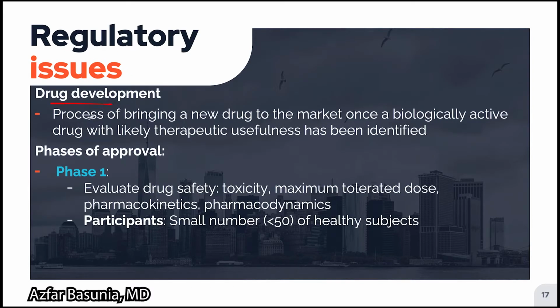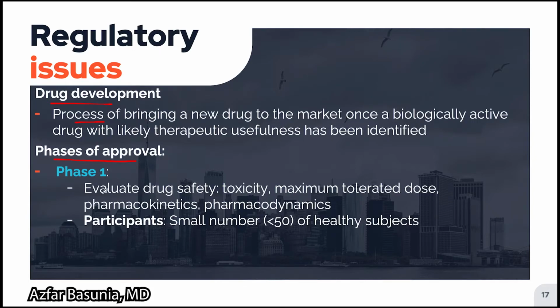Drug development refers to the process of bringing a new drug to the market once a biologically active drug with likely therapeutic usefulness has been identified. There are 4 phases in drug approval in the United States. These 4 phases were previously discussed in my module on clinical trials.